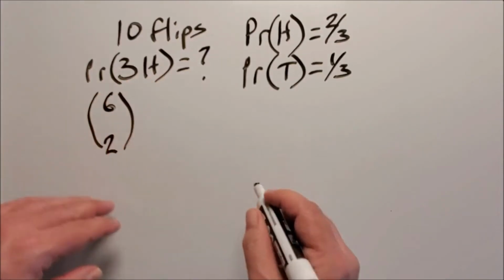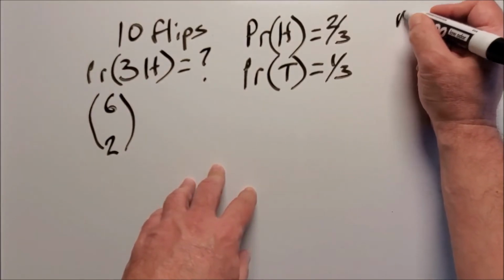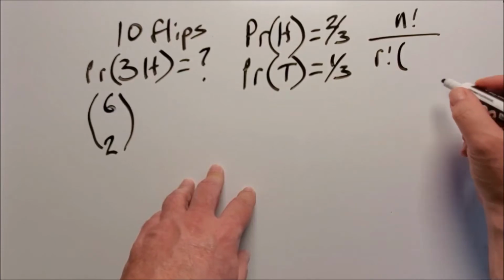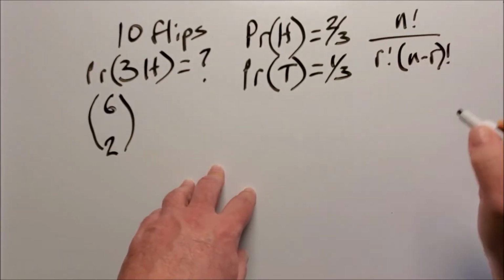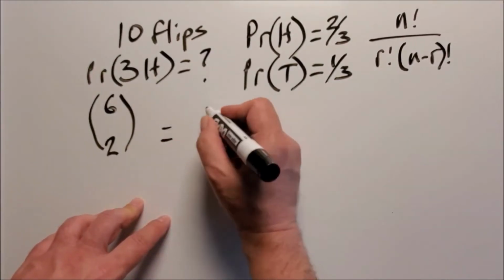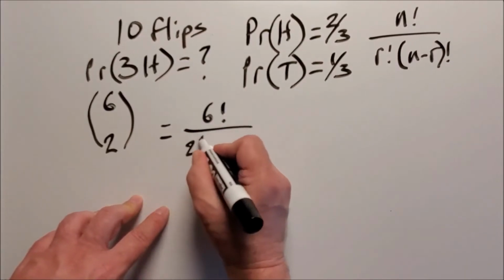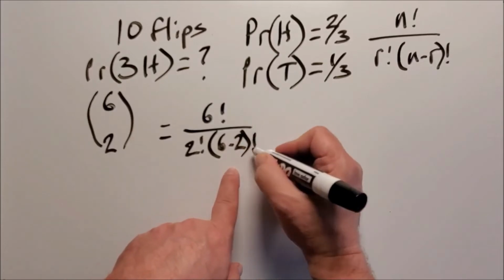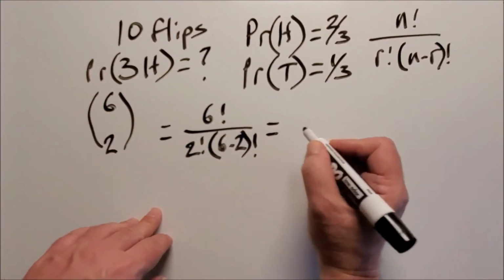Here's another example. I'm still utilizing the formula. Let me write a general version of the formula right here, just so it's on screen with us while I'm doing it. I think that might be helpful. 6 choose 2, let's do that. That's going to be 6 factorial over 2 factorial and 6 minus 2 factorial. I didn't go straight to writing 4 right there.